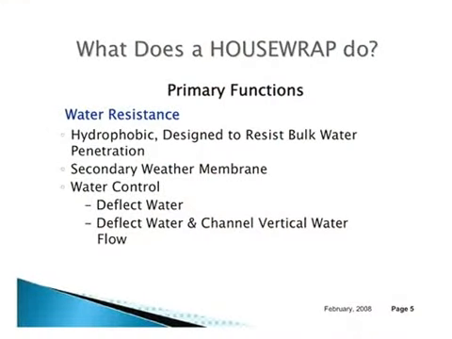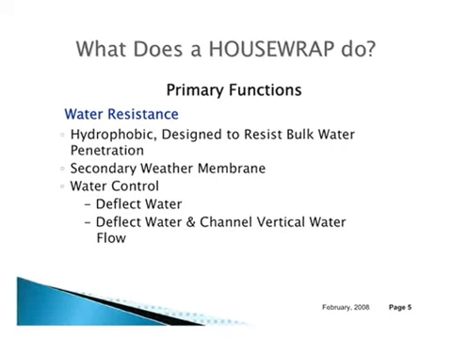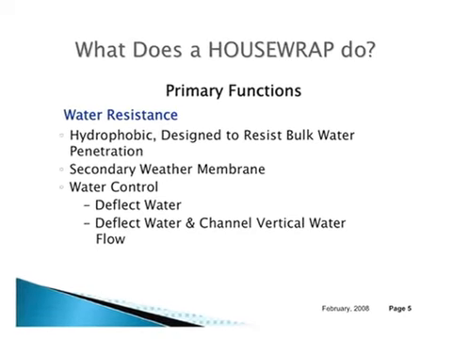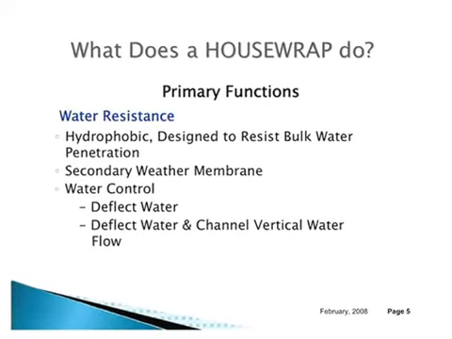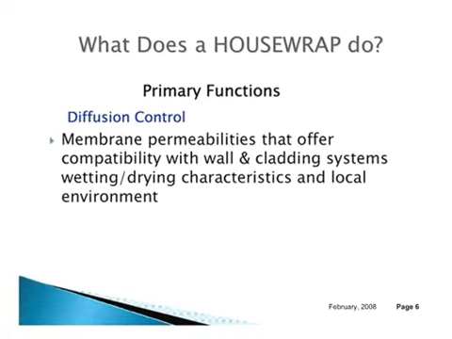The primary functions of Housewraps are to really resist water. It's a hydrophobic type of material, and it's designed to shed the water and not absorb any of the water. It can provide a secondary weather membrane in a building assembly, and it also provides a water management function, and that's a combination of deflecting water from the building and also helping channel the vertical flow of water down the side of the wall.